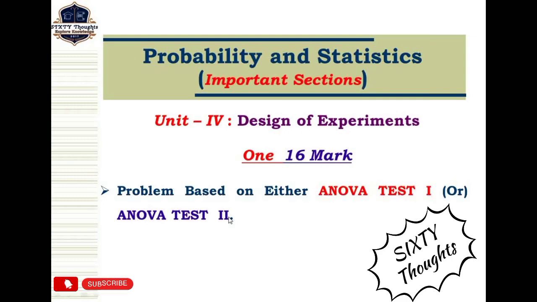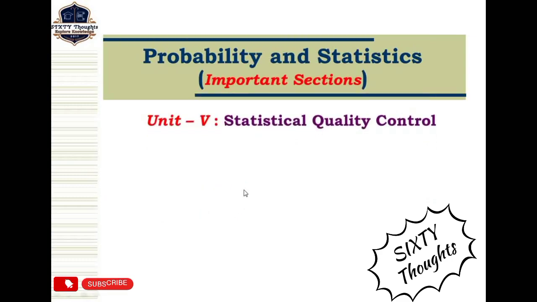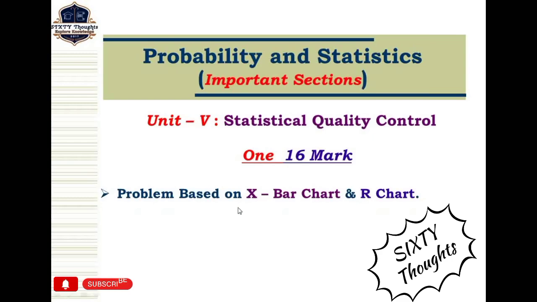Coming to the last unit, unit 5, the name is statistical quality control. Here you prepare two charts. If you prepare two charts, compulsorily you will get 16 marks. That means problems based on the X bar chart and the R chart.